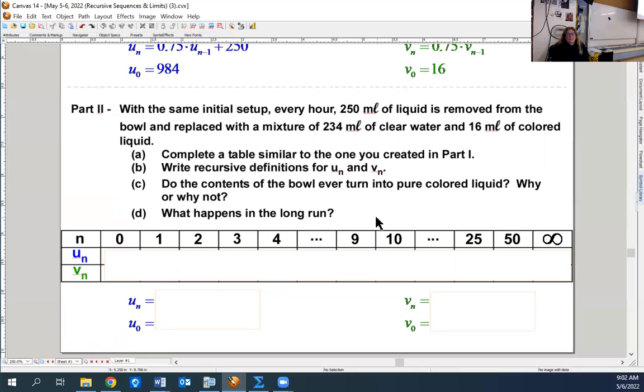Right, I'm not adding just colored liquid. I'm adding water back in. So conceptually, I can see I'm not going to be able to get full colored liquid doing it this way. So this is the interesting question. What happens in the long run? Well, let's set up our equations. So we're starting with the same number, 984 of the clear and 16 of the color.